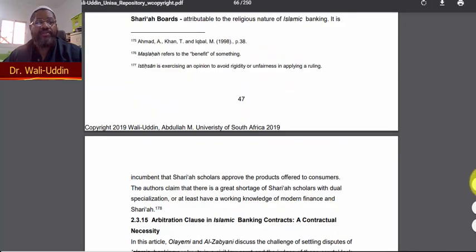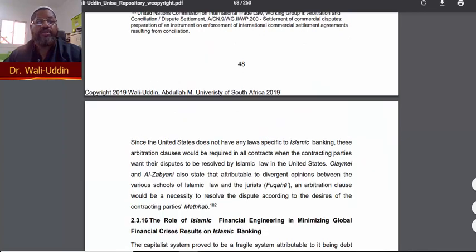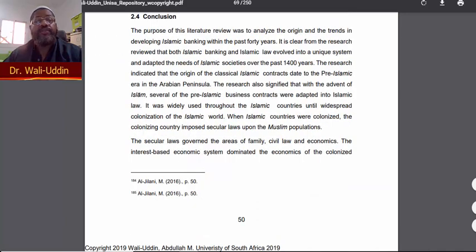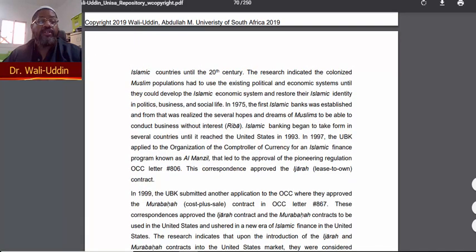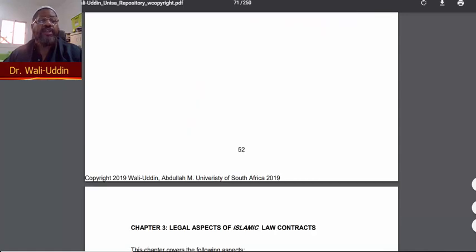What else do we have here? Some of the things I talked about in the conclusion: arbitration. Anyway, this 35 pages alone was dedicated to the literature review. It became a big portion, and it was mostly done in the post-OCC letter periods, because that's the time that Islamic banking was really developing in the U.S.